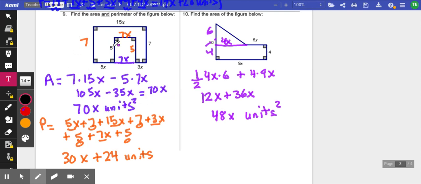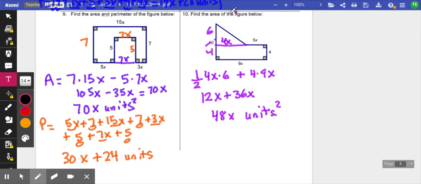On perimeter, you don't want to go randomly. You want to start at one point and work your way around the shape so you don't leave anything out. So first I had to find my missing sides. This side matches the other side, so it's a 7. This side again, 5x plus 7x plus 3x has to add to 15x. And these two sides match, so that's a 5. So I started here, I went 5x, then I ran my shape, plus 7, plus 15, plus 7, plus 3x, plus 5, plus 7x, plus 5. Then I combine like terms. I put my x's together. I put my constants together and got 30x plus 24 units.